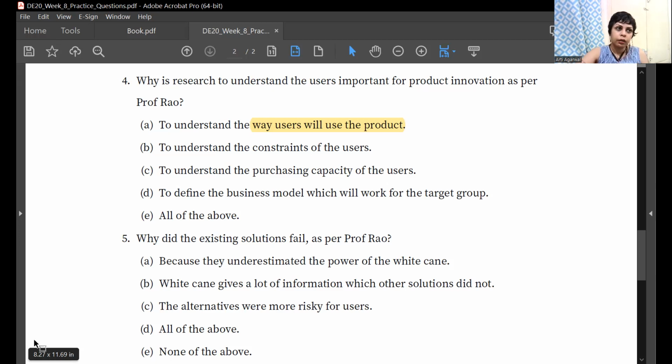But even with a business model which gives this flexibility, you still do need to reduce the manufacturing cost of the product, because you cannot design something for say 10,000 rupees and then go and try to get government subsidy or something. You cannot get that subsidy, right? So all of these are correct, A, B, C, D. So we can go with E, which is all of the above.